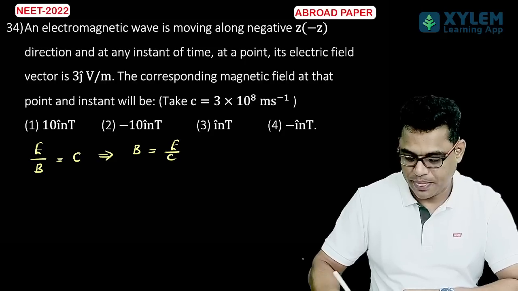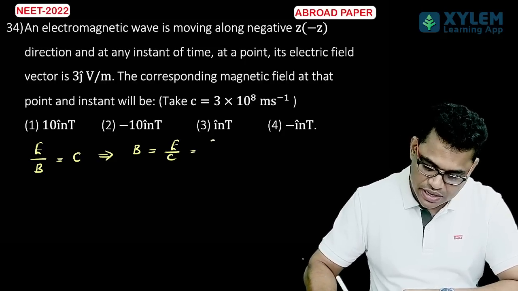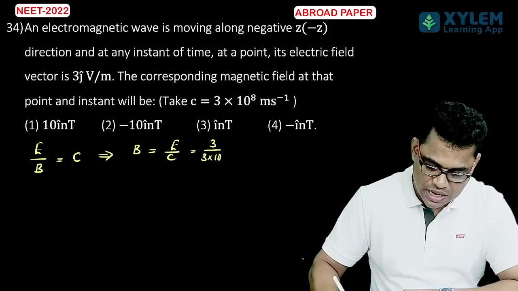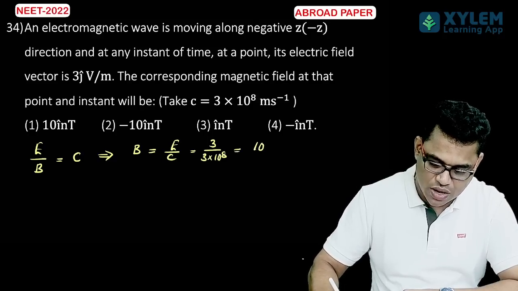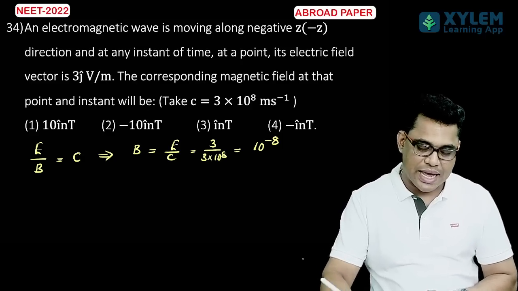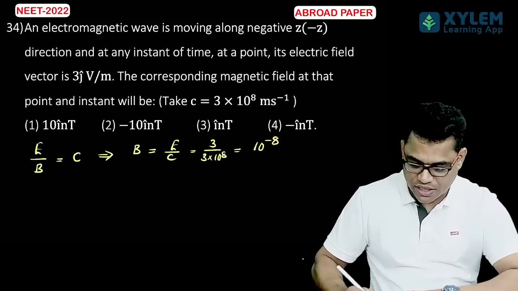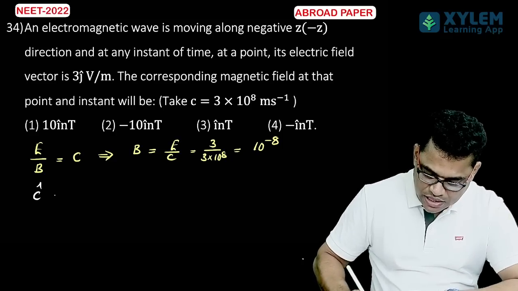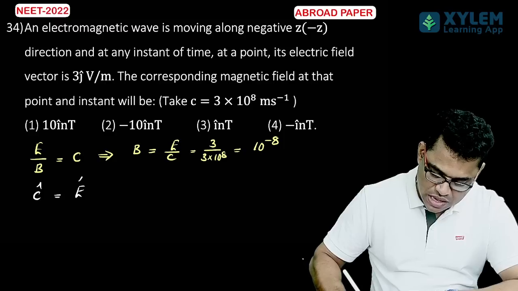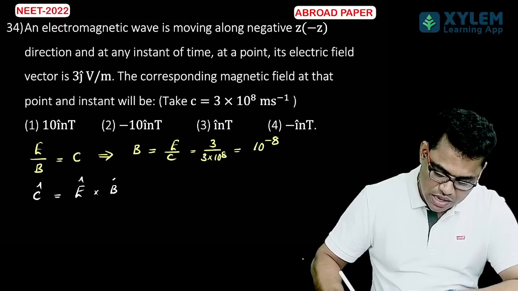E by C. What is the value of E given here? Magnitude of E is 3. C is 3 into 10 to the power 8. Therefore, the answer is 10 to the power minus 8 in magnitude. You have to find out the direction also. How to find out the direction? You know, direction of propagation is equal to direction of E cross direction of B.